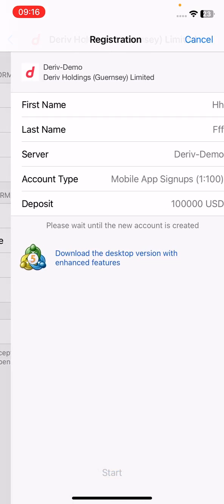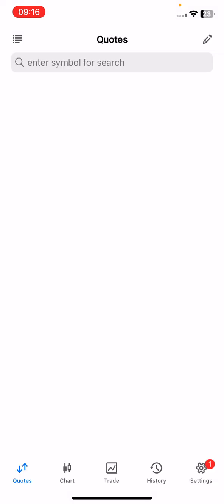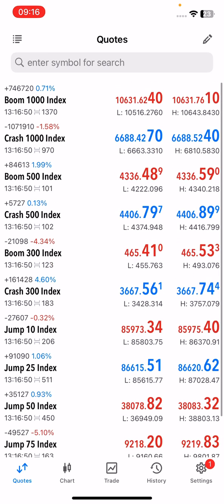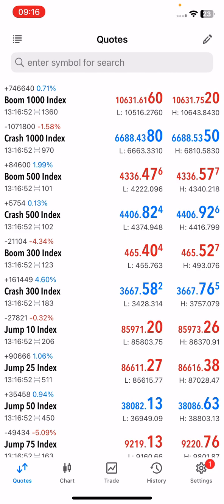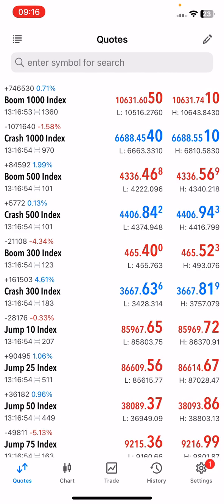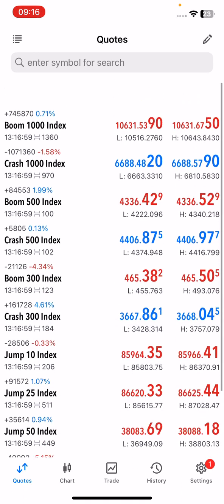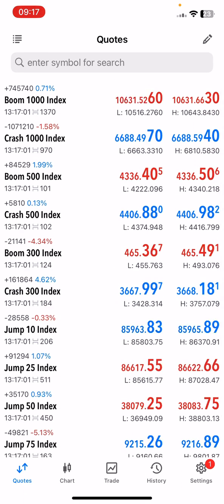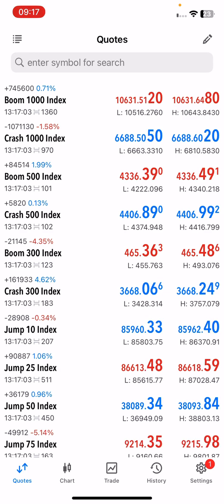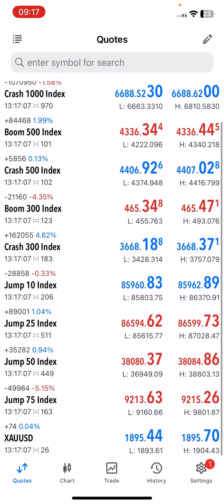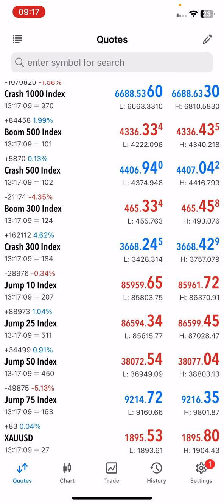Okay, so click on register, start. I'm using the Reeve. These are called synthetic trades. But well, let's start. The quotes show you all the markets we trade, everything. We have Boom 1000, Crash 1000. These are all what we trade in forex.